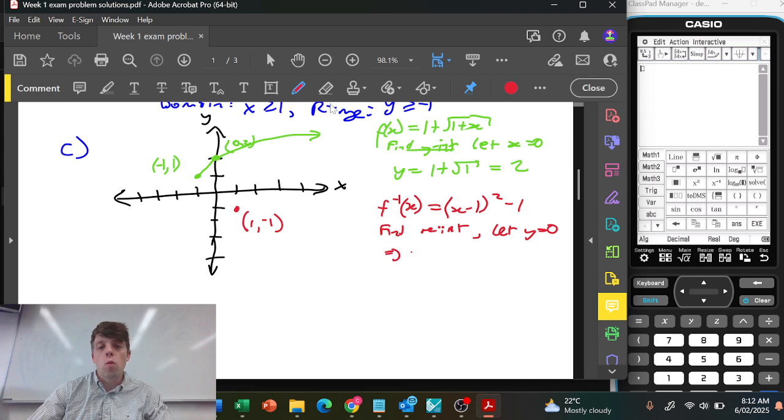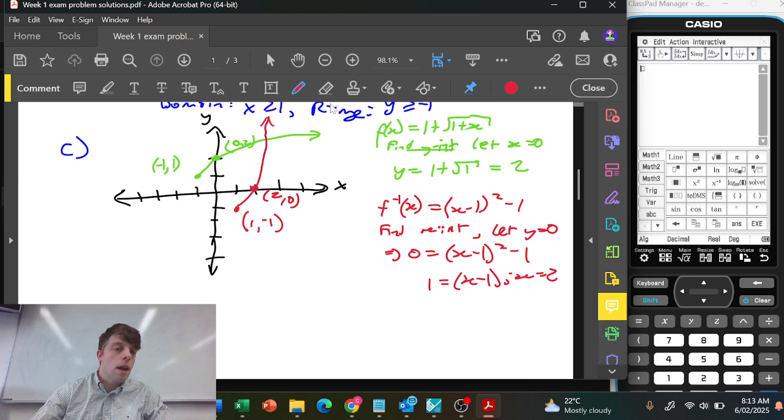So therefore, putting in y equals 0, we get this. We can bring the 1 over to the other side. And we can square both sides. So we get 1 squared is 1. And then we can add 1 to both sides. So that's going to get us x is equal to 2. So that's going to be right here. We get 2, 0, and we can see that the parabola will look something like that.